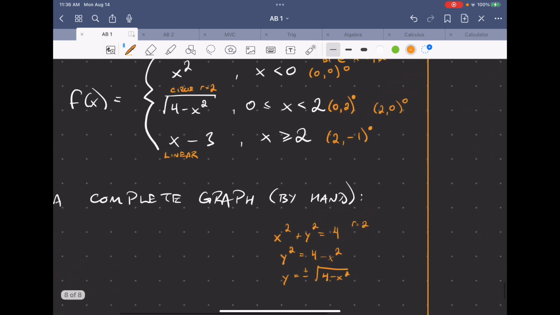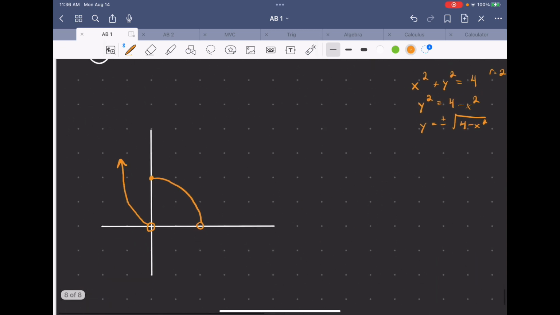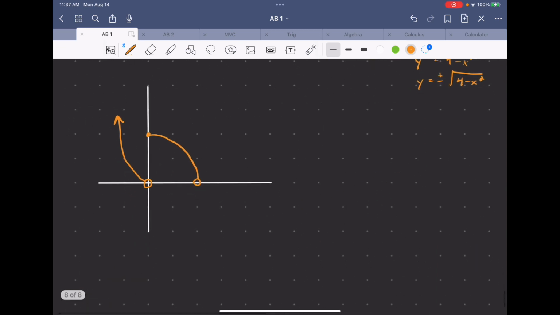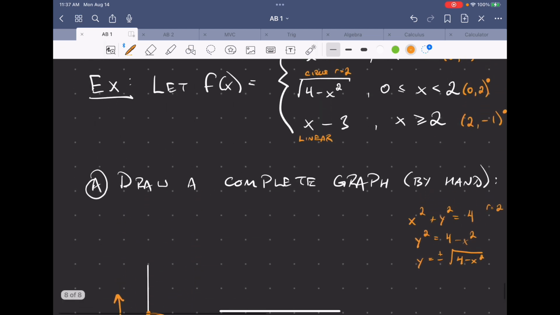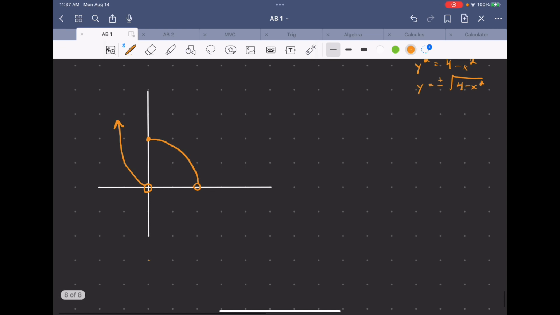And then my final piece is a linear function, x minus 3. So the y-intercept for that is -3. If I drew the y-intercept, it would be down here at -3. And then the slope is equal to 1. So it goes up 1 over 1, up 1 over 1, up 1 over 1, up 1 over 1.